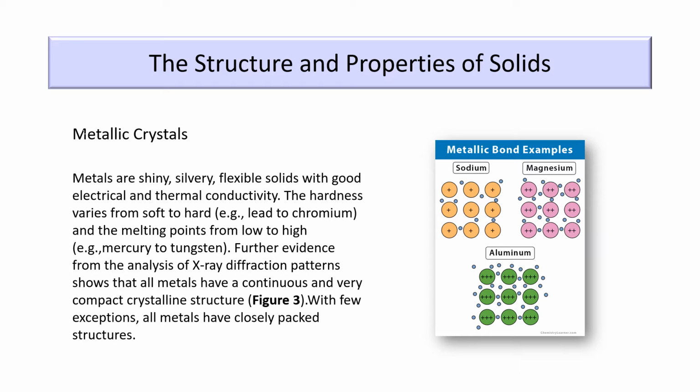Metallic crystals. Metals are shiny, silvery, flexible solids with good electrical and thermal conductivity. The hardness varies from soft to hard, for example, from lead to chromium, and the melting points from low to high, mercury to tungsten. Further evidence from the analysis of X-ray diffraction patterns shows that all metals have a continuous and very compact crystalline structure. With few exceptions, all metals have closely packed structures.